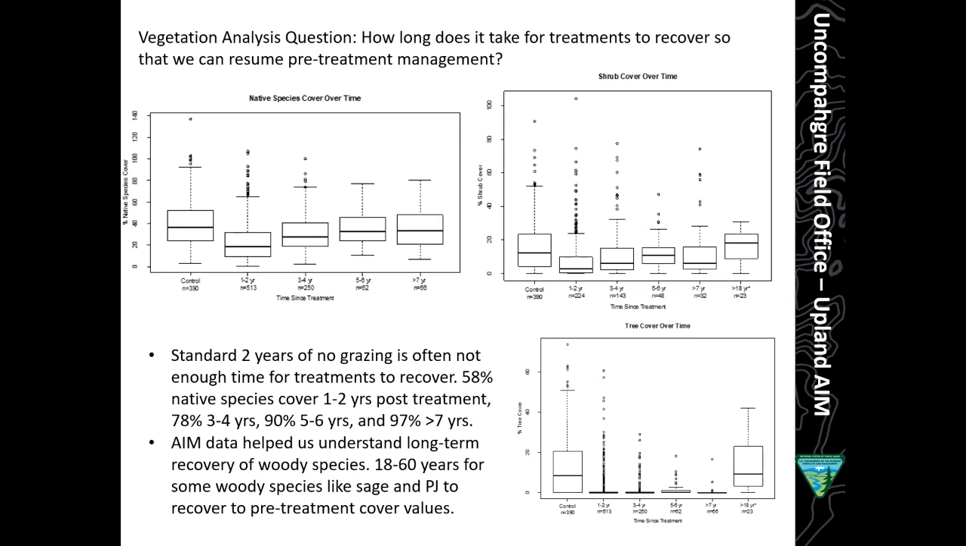So it would appear that there's a pretty good argument to be made that perhaps more than 2 years may be necessary. The AIM data helped us understand the long-term recovery of woody species as well. That would have been missing from our local data. So the 18 to 60 years is roughly the time frame we start to see woody species like sagebrush and PJ recover to pre-treatment cover values.